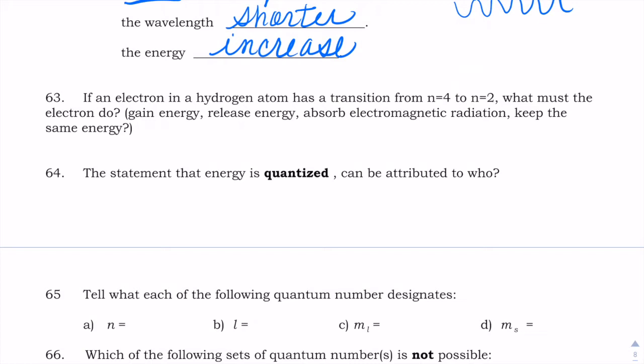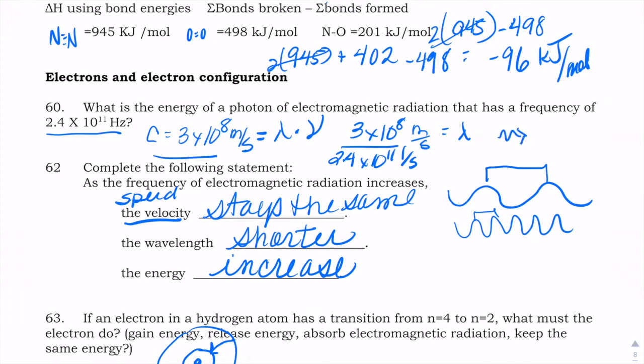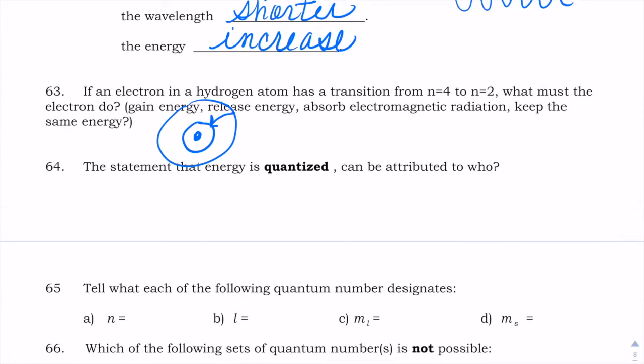Number 63. An electron in a hydrogen atom has a transition from n=4 to n=2. All right, so n=4 means level 4 to level 2. So it's going towards the nucleus. Does that mean it's gaining energy or releasing energy? Well, hopefully you remember what I just drew up here and then erased, that as the energy comes in, it excites the electron, it jumps out, and when he falls, he releases energy. Since he's going back towards the middle, he's going to be releasing energy.